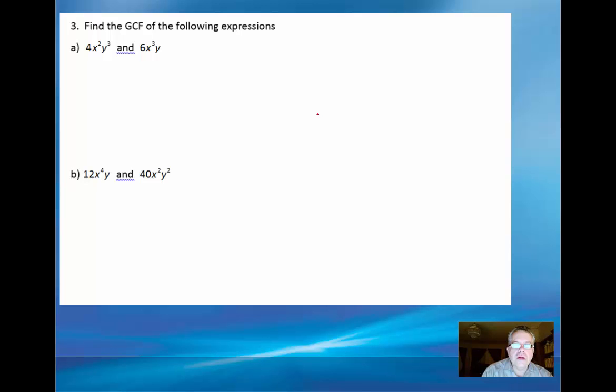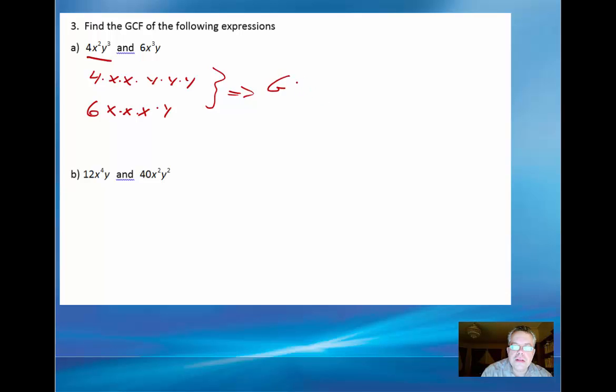So here, on this first one, I kind of want to expand it out. This first expression is 4 times x squared times y cubed. So it's 4 times x, and then 3 factors of y. 6x cubed y is 6 times x times x times x times y. The variable part is actually the easiest part.